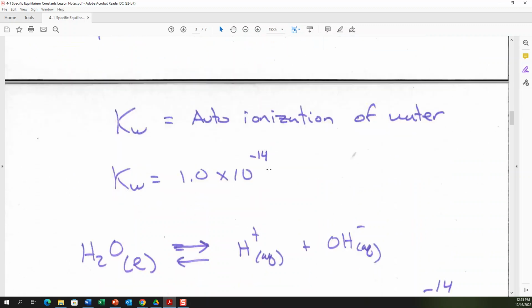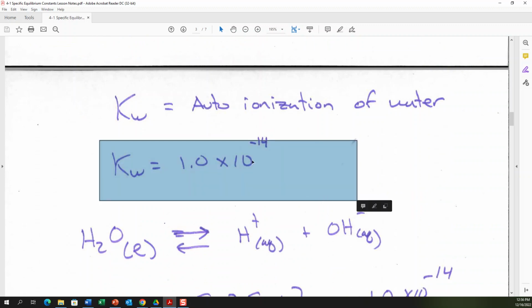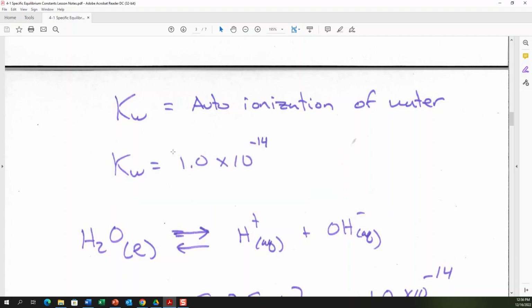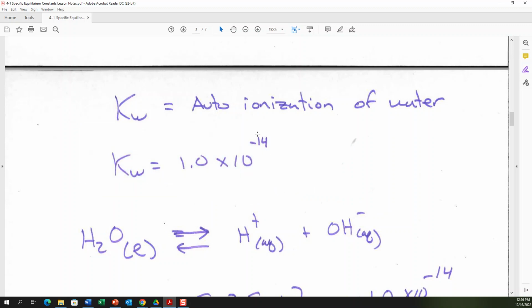All right, so what's Kw? Kw is very specific. It's only for water, and so it's only equal to one expression, but we can show it 2 different ways. It's good to know that Kw equals 1 times 10 to the negative 14 at 25 degrees Celsius. This is where all of our pH equations and pOH equations come from. pH plus pOH always equals 14. This is where that is coming from.